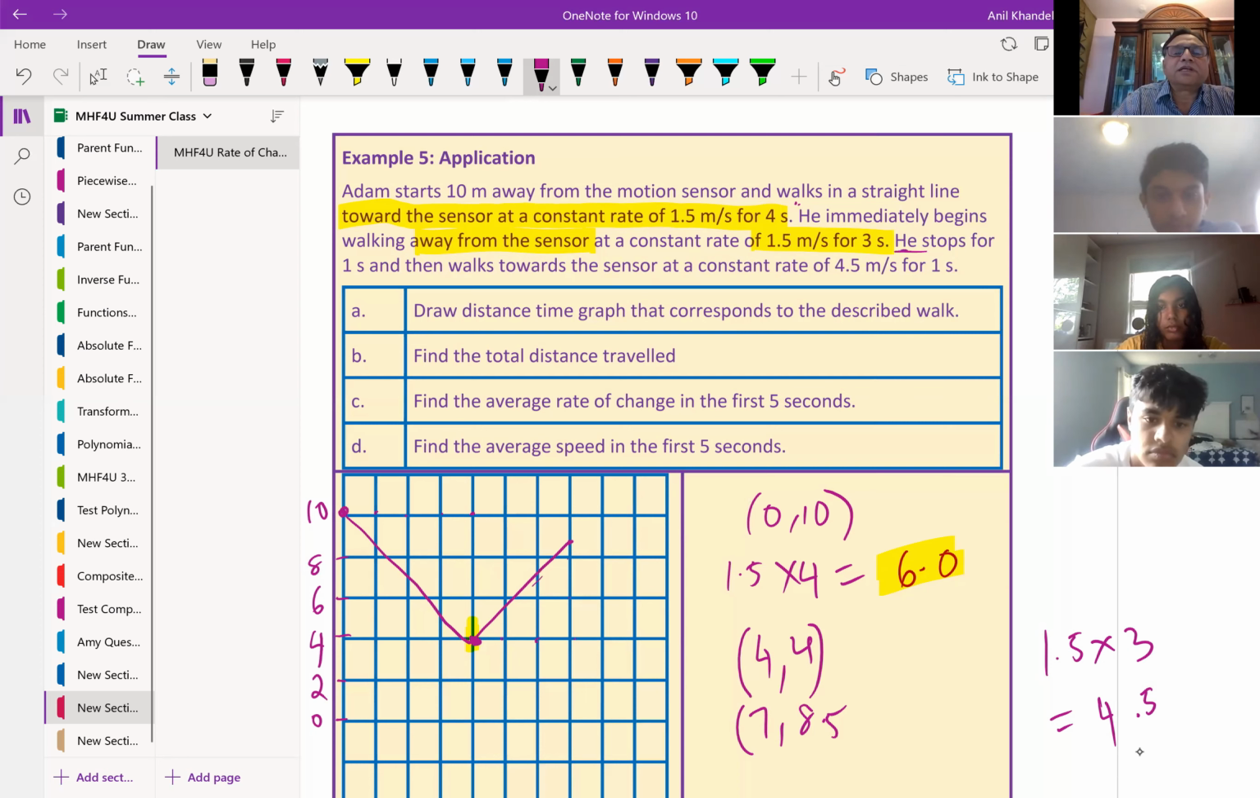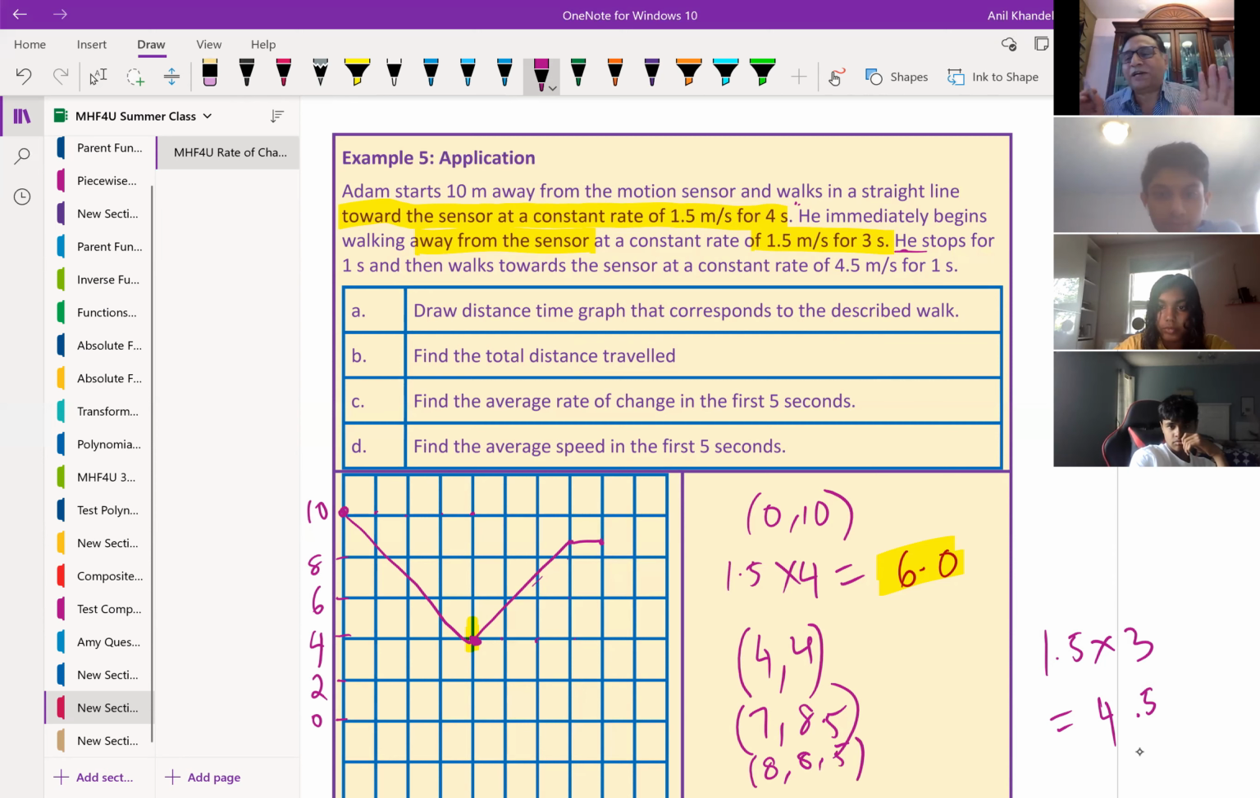He stops. Tell me the next point. He stops for 1 second and then walks towards the sensor at a constant rate of 4.5 meters per second for 1 second. Okay, first, he stops for 1 second. What is the next point? So it will be a horizontal line for 1 second. 8.5 and 8.5, the same. He didn't change his Y position, correct? Next, read the next line, Vishruta, and then answer.